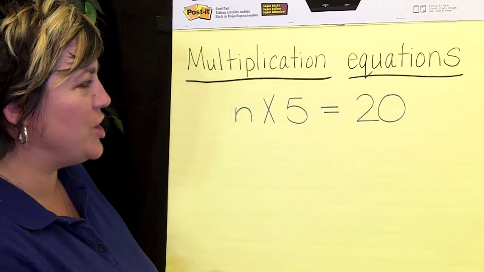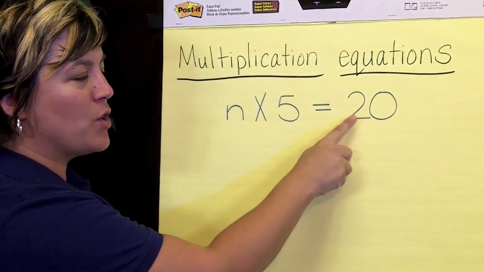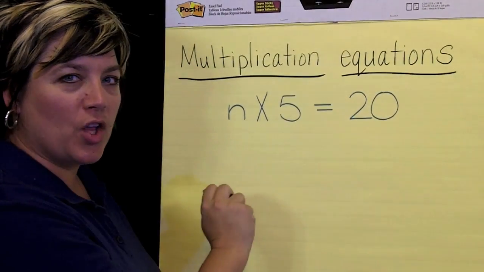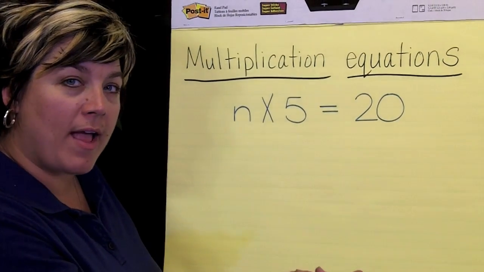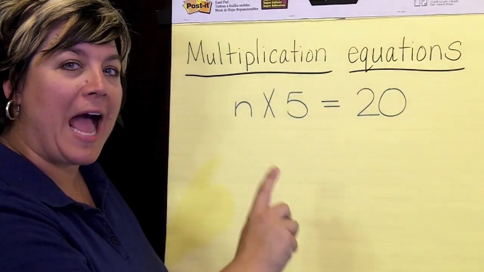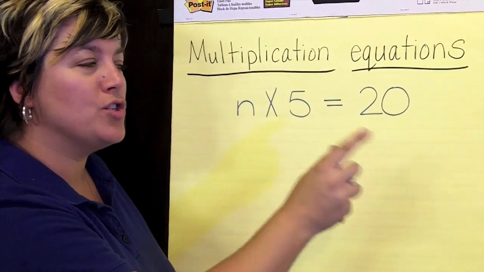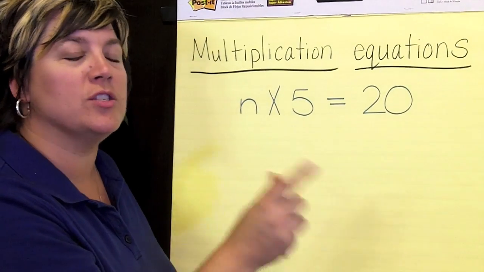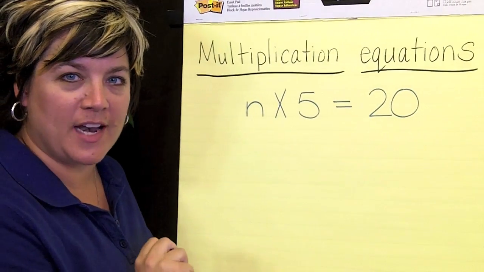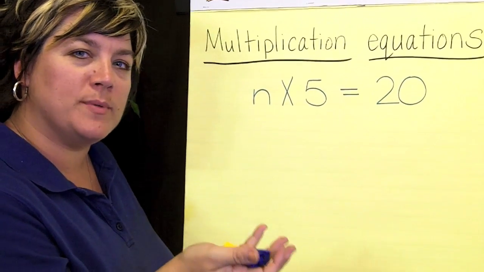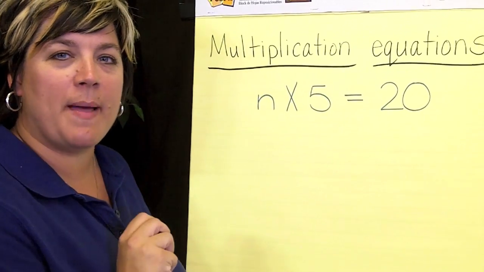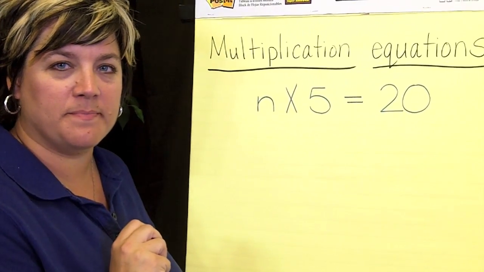So we have our equation here, n times 5 equals 20. Not a difficult equation, something we could probably do in our head. However, we want to learn how to do this when it's simple, so that when we get more difficult equations, we understand how to solve this kind of equation. I've got some snap cubes here to get us started. Let's go over to the balance and see how this works.